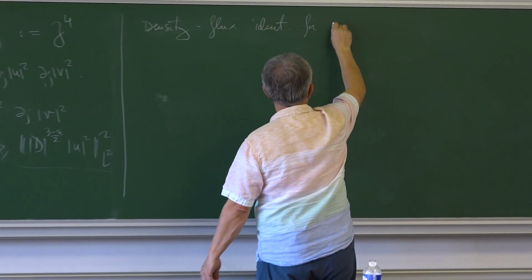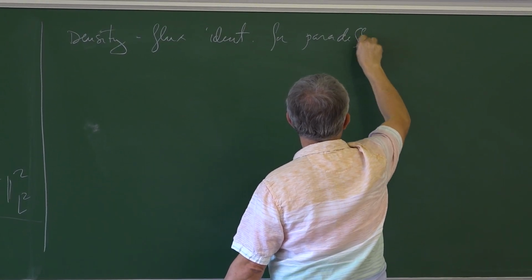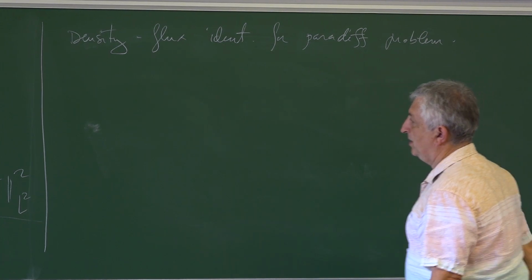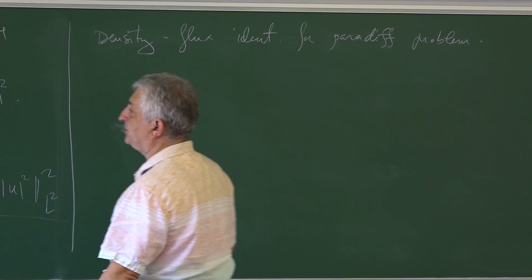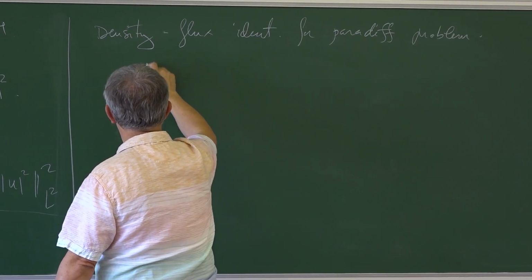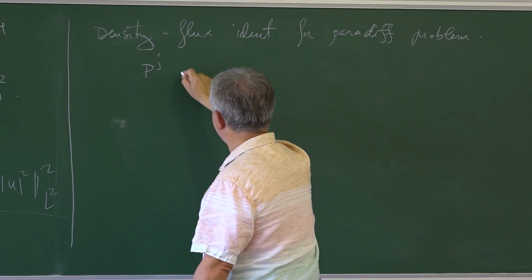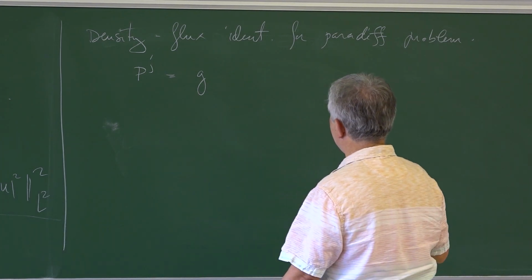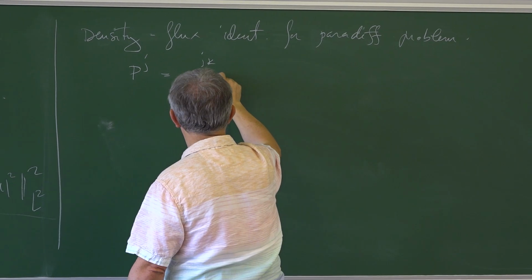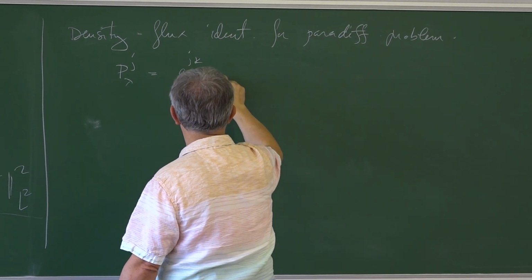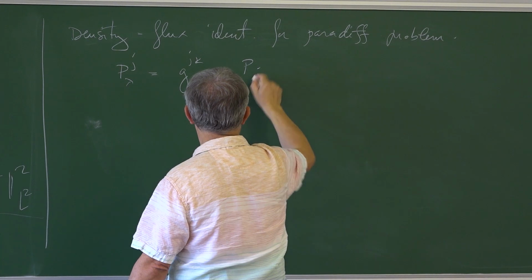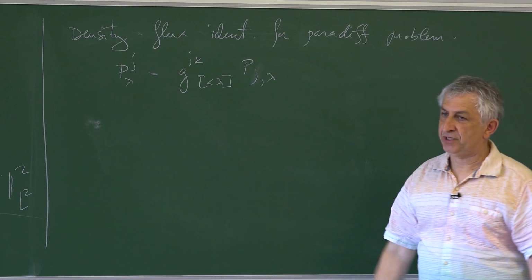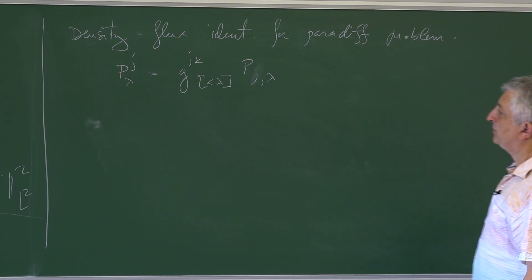For the paradifferential equation, those will have the form. So now we define P^j with the raised index. This will be g_{jk} at frequency lambda times P_j lambda. So we raise the index with respect to the metric, and the metric will depend on our frequency truncation lambda.